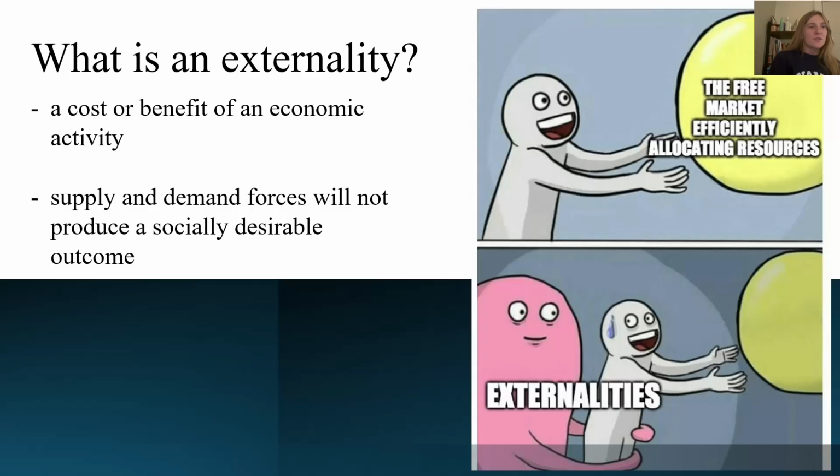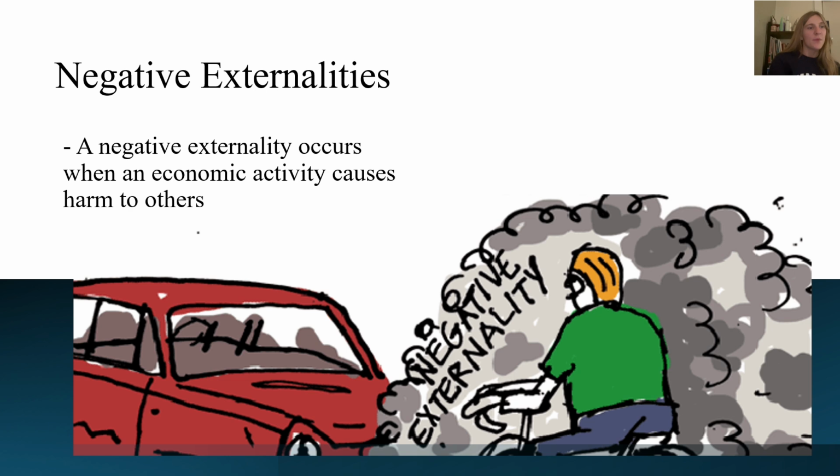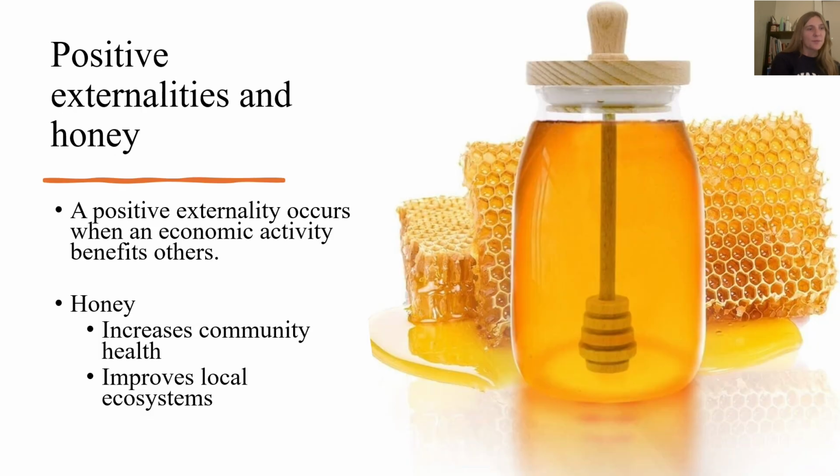An externality is a cost or benefit of an economic activity that affects a third party who did not choose to be involved in the transaction. When an externality is present, supply and demand forces will not produce a socially desirable outcome. A negative externality, or an external cost, occurs when an economic activity causes harm to others. For example, pollution from a factory can negatively affect the planet.